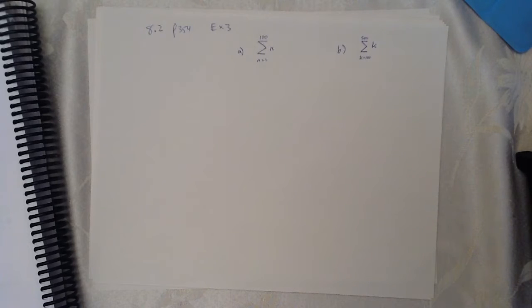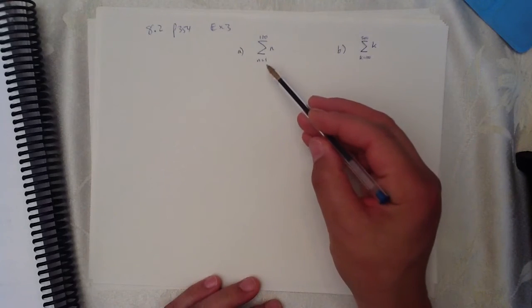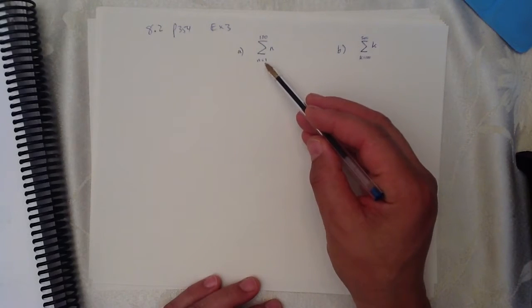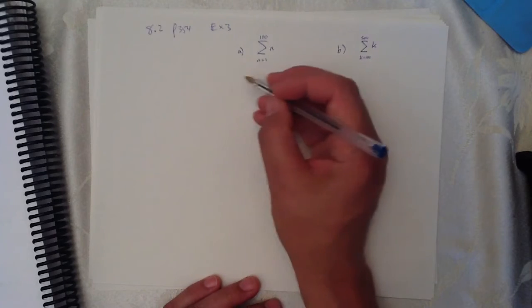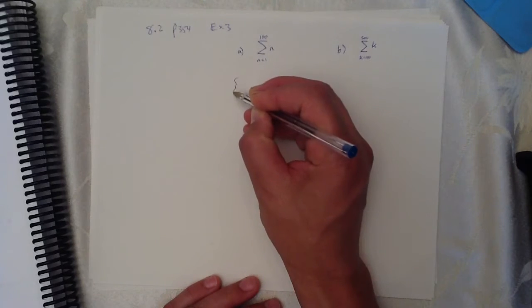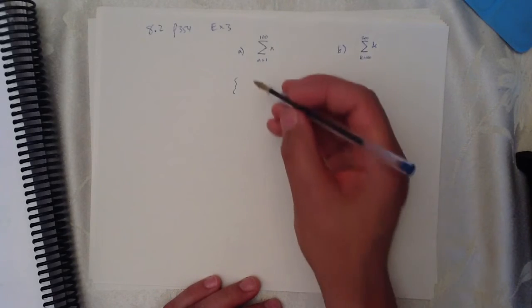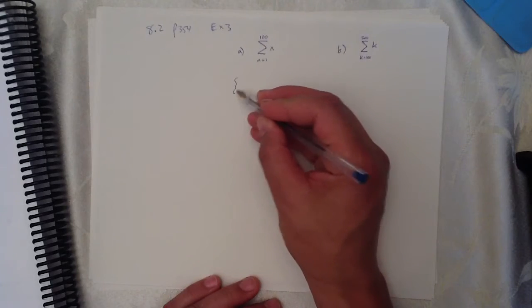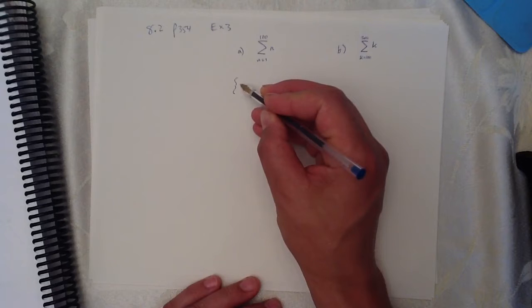Exercise 3 on page 354 uses summation notation, and you're supposed to find the indicated sum. The first thing to remember about summation notation is that the number on the bottom, which is called the index, is actually the number of the term. So when we have our series, our sequence, the sum of the sequence equals the series. We've got a bunch of terms.